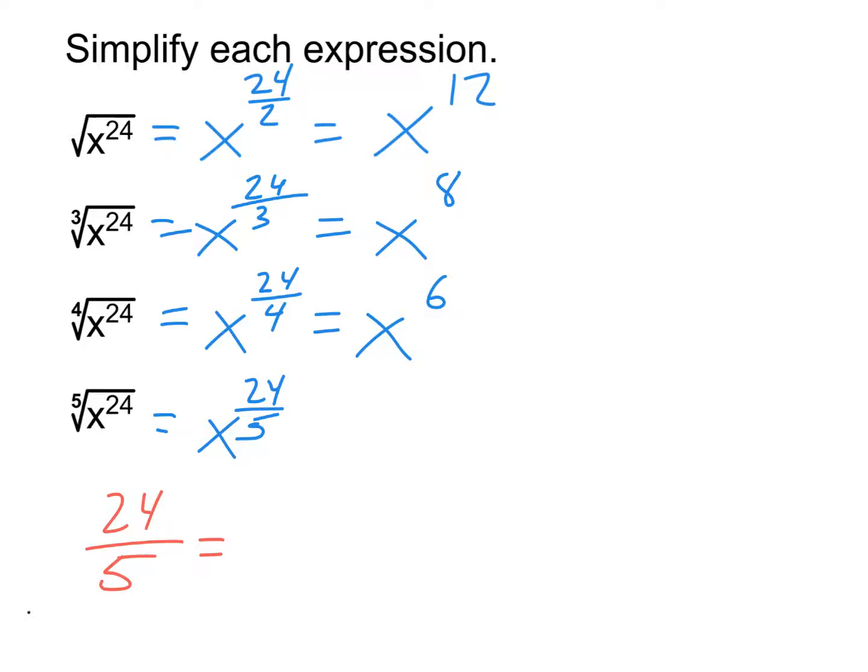In order to do that, we figure out how many times 5 goes into 24. It goes in 4 times, because 5 times 4 is 20. If that gives us 20, how many are left over? 4. And so it's 4 and 4 fifths. So if I go back to my problem, that means x to the 24 fifths is the same as x to the 4th times x to the 4 fifths.